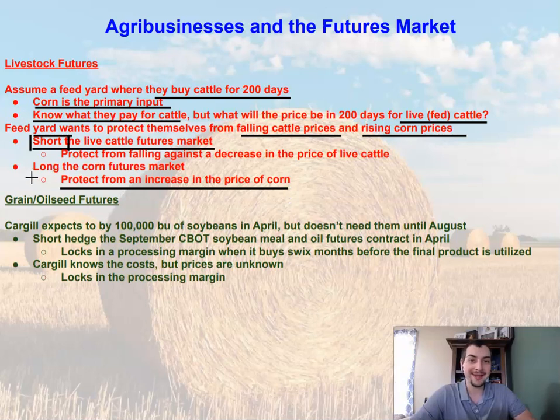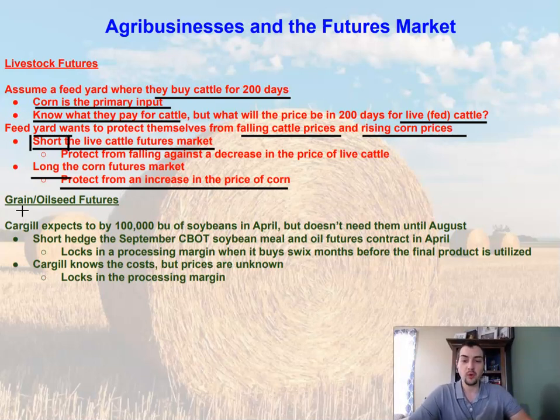So if you're buying inputs and you're worried about the input prices going up, you're going to long that market. And what that means is, remember, if you long the market, you agree to buy at a specific price, and if prices go up, you sell it back at a higher price and you make money. So if the prices increase for that particular commodity and you're worried about them doing that, you long the market, you make money in the futures, and that goes to reduce the net price at which you'll actually have to pay for that input.